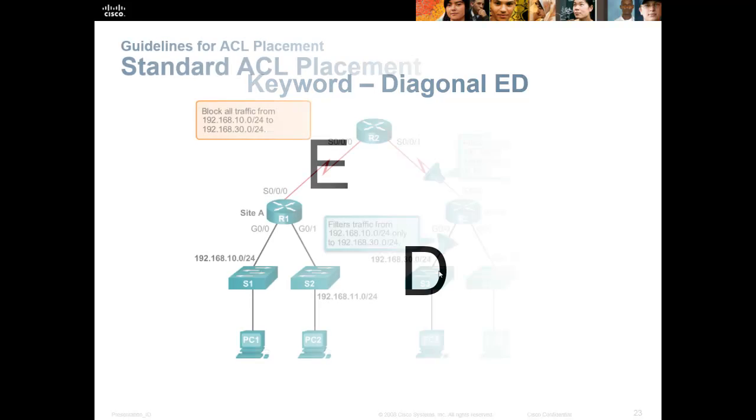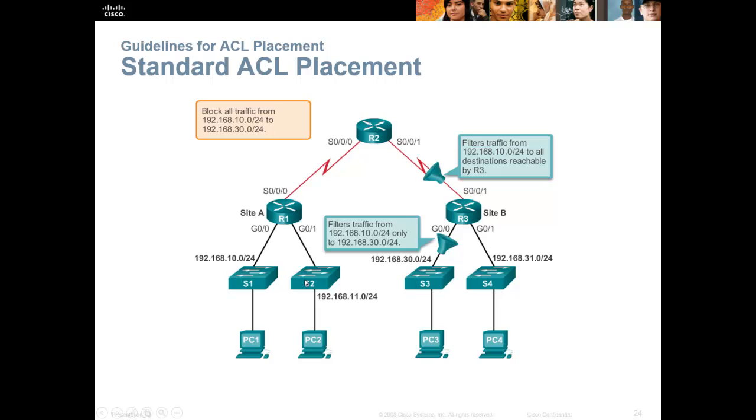All right, so let's look at that. I want to block all traffic from 10 to 30. So what I'm trying to do is block traffic from PC1 to PC3. Remember, a standard ACL only blocks all traffic from the source. If I put that on R1, then R1 won't be able to communicate with anybody because it's going to block his traffic. So I want to put it as close to the destination as possible.